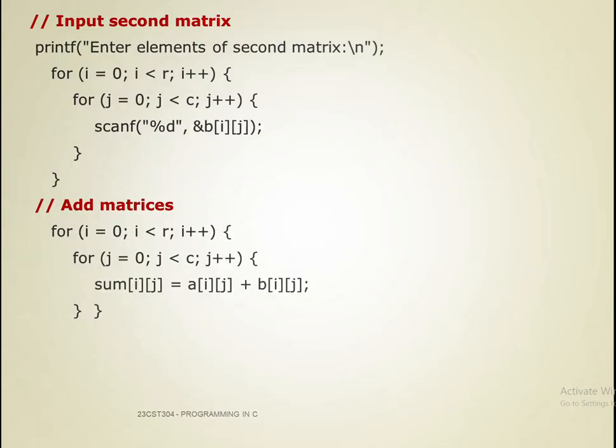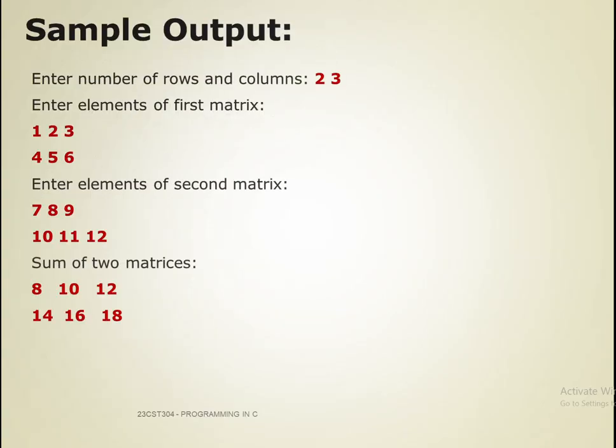The important rule is sum of ij equals a of ij plus b of ij. That means first element plus first element, second element plus second element. Likewise, it goes. For example, a of 0 0 plus b of 0 0, that is 1 plus 7 equals 8. Similarly, a of 0 1 plus b of 0 1, 2 plus 8 is 10. Likewise, it goes. Therefore, the result is 8 10 12 14 16 18.